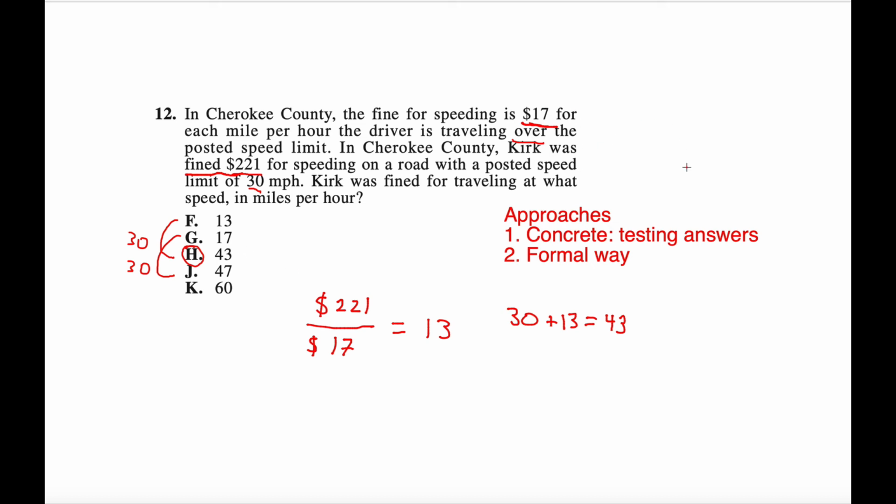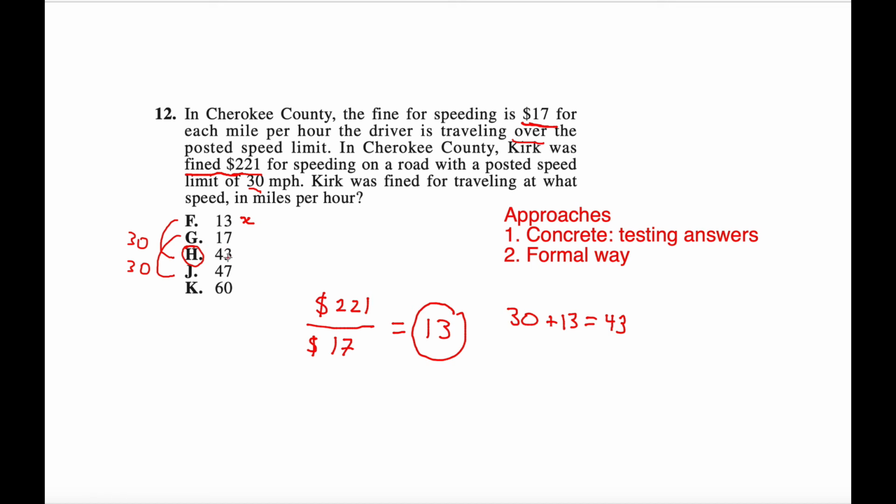Now let's take a look at the wrong answers. For answer choice F, we can sort of see why that's there. After doing it the formal way, that's basically the amount over the speed limit that he's going, but it's not the actual total speed that he was traveling. So this is a sort of tricky answer that somebody might get if they forget what the question's asking.